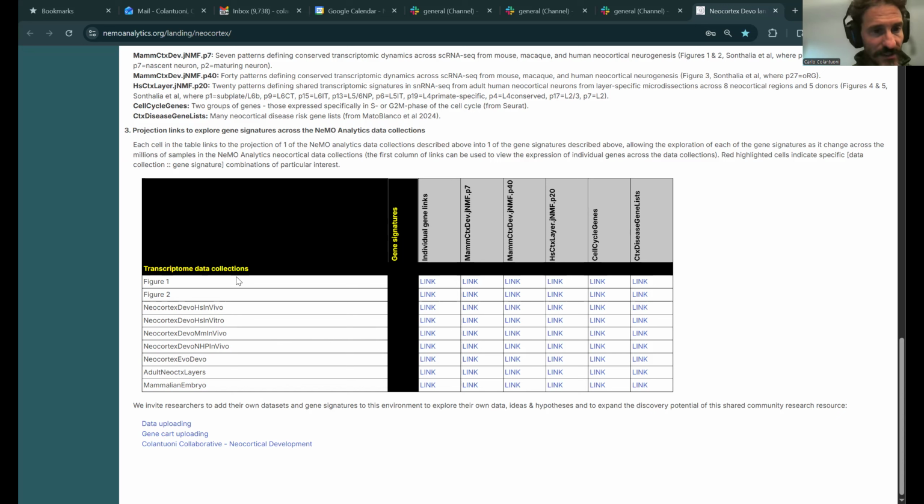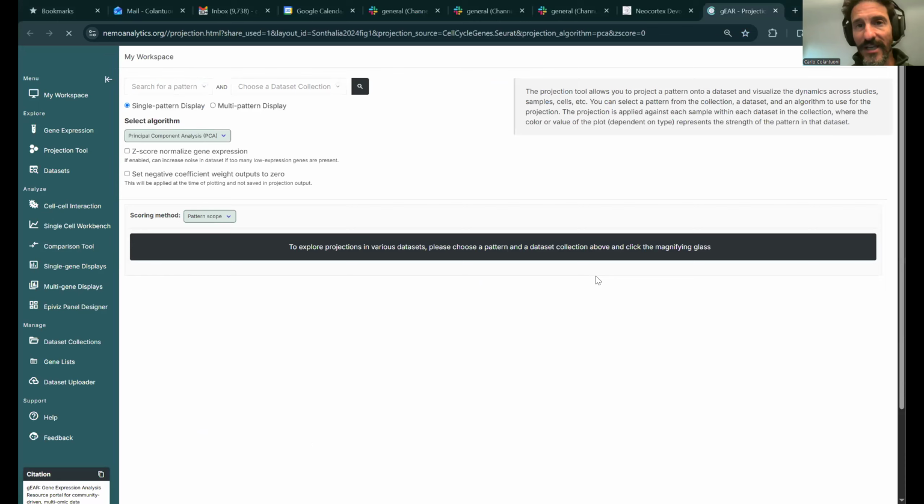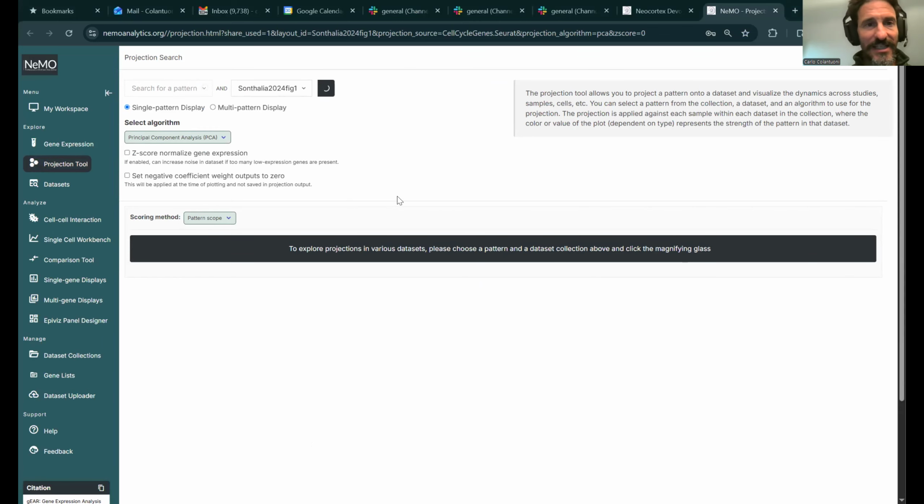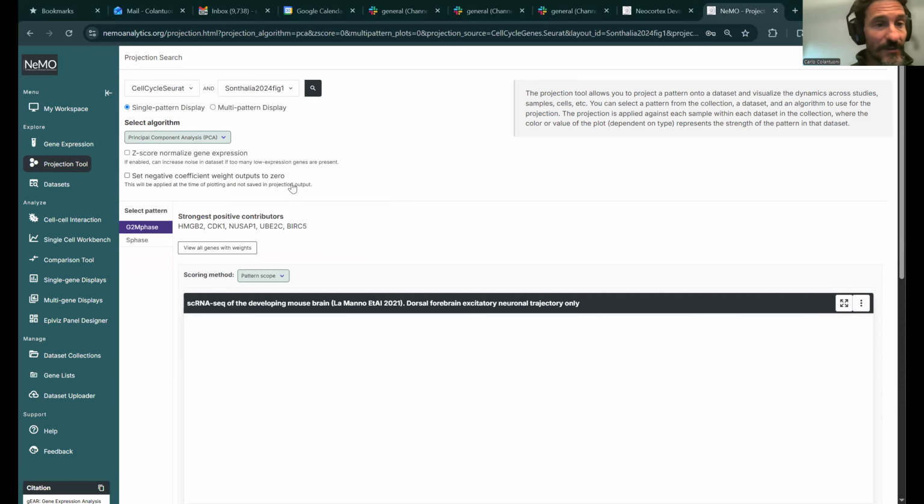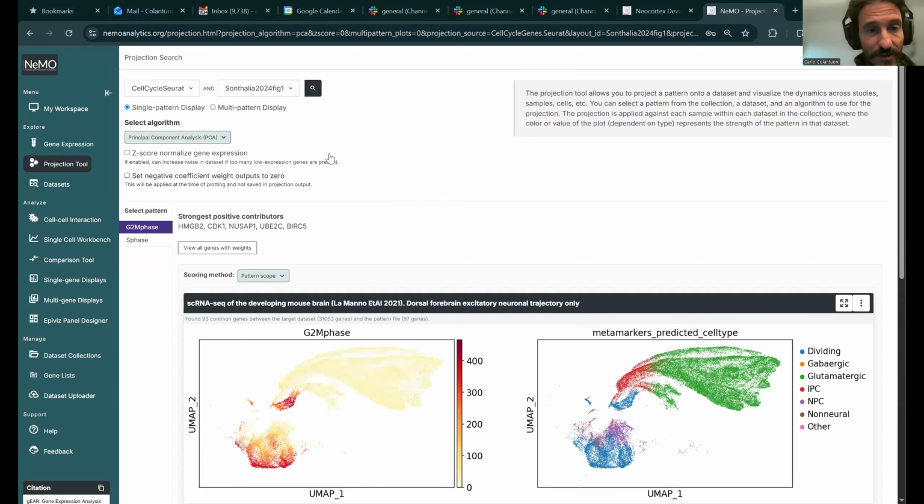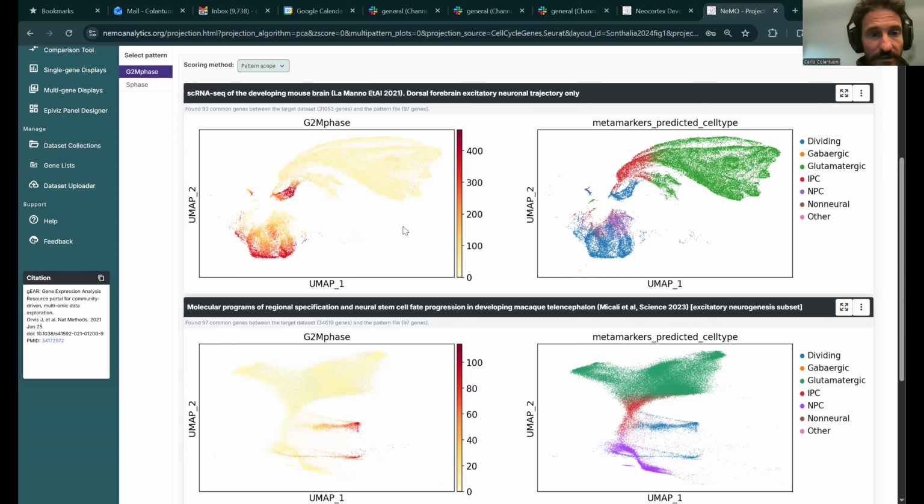So for instance, for the 3 data sets we started with, those are in figure 1 of the paper, we can look at the cell cycle gene expression just to get an idea of where things are and give you an idea of what kind of things you can do with NeMO Analytics. All of these links are live in the paper. You can go to the paper and they're all there, or grab them right out of the description of the video. So you can explore the signatures and individual genes as you want.